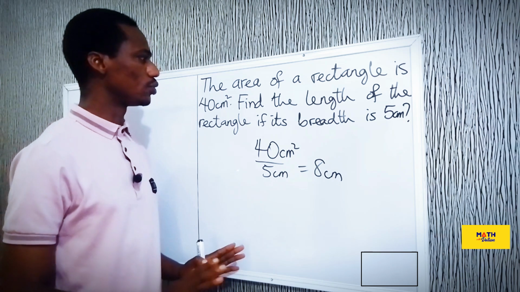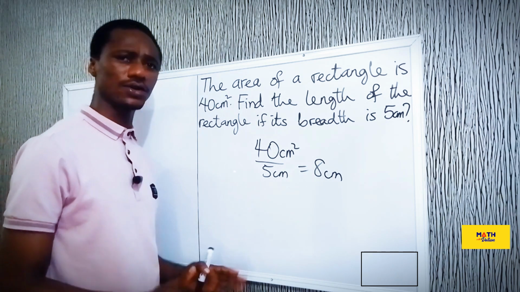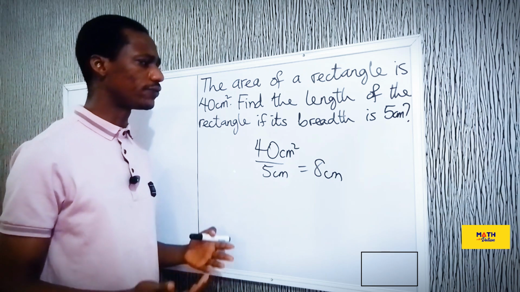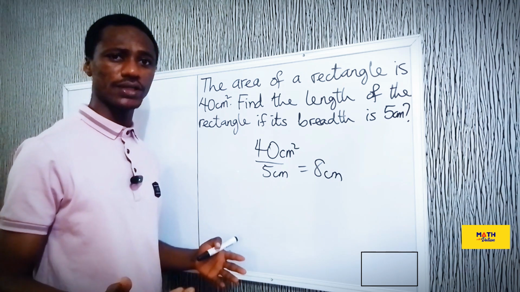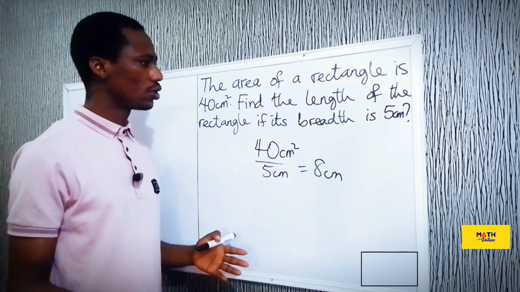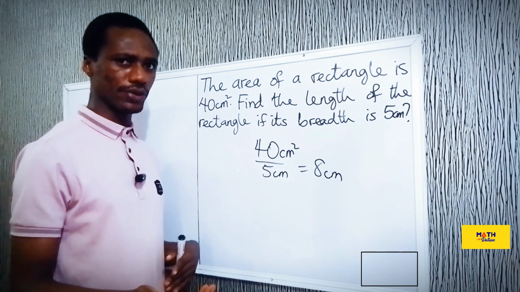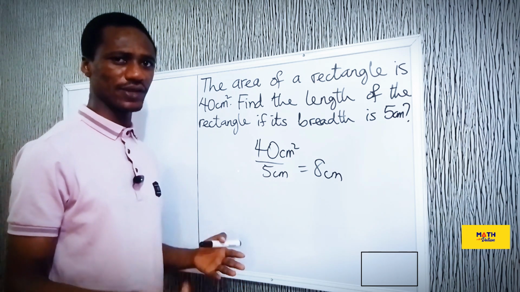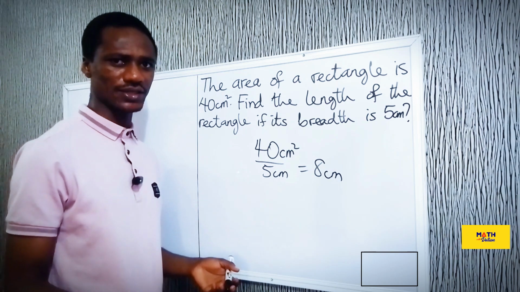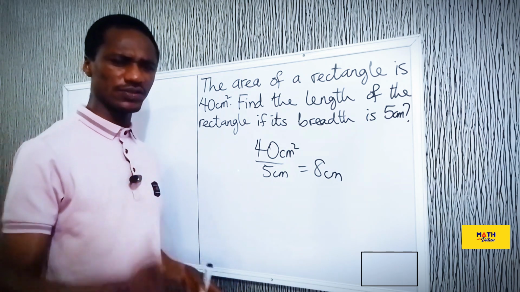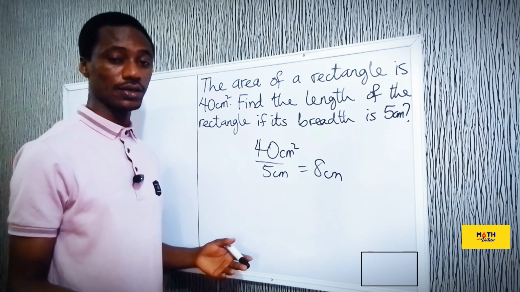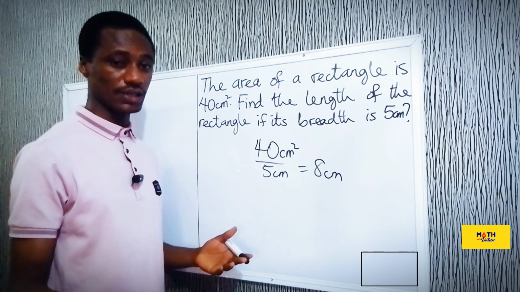So you look at the question. The area of a rectangle is 40 centimeters squared. Find the length of the rectangle if its breadth is 5 centimeters. So length is area divided by breadth. That's 40 centimeters squared divided by 5 centimeters. So that will be 8. 40 divided by 5 is 8, because 5 times 8 is 40.